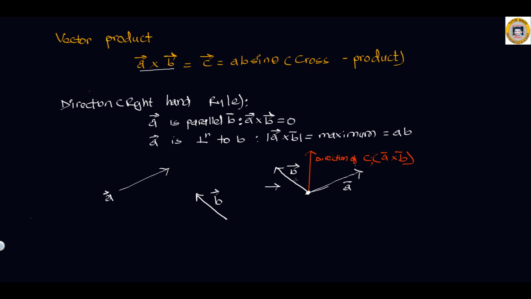So this is how we use the right hand rule to find the direction of the vector product, whereas the magnitude of the vector product will be ab sine theta.